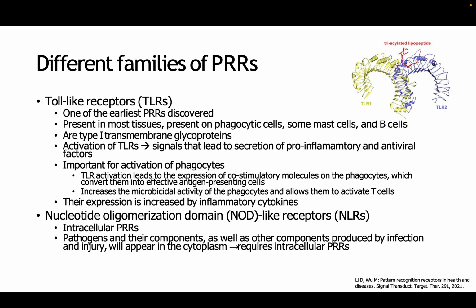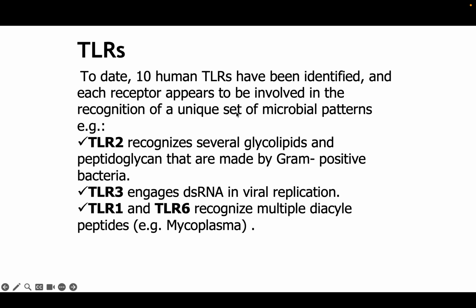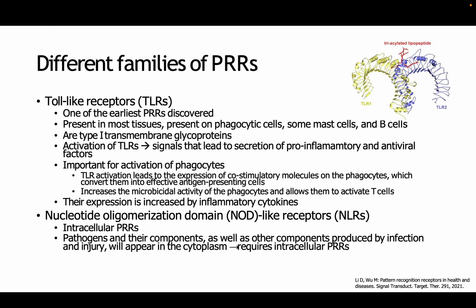Depending on its location, it will be able to recognize certain pathogens. If it's inside, it's most likely to be viruses. If it's outside, it's most likely to be bacteria. So these are extremely wide, with many different types. I think there are 10 different TLRs, and each one binds to different types of things.